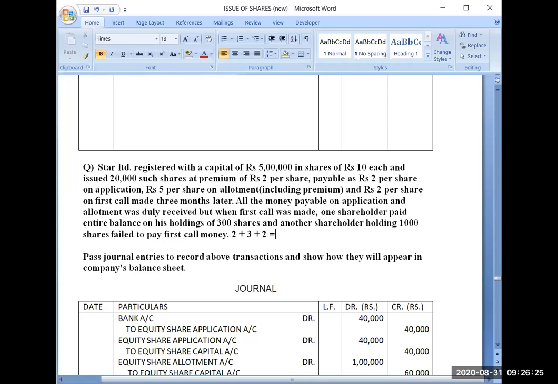So in total, how much capital is due till now? Rupees 7. Remaining part of capital is how much? 10 minus 7 is equal to 3. Few minutes back, if you remember, we calculated this amount also, 12 minus 9 in the same manner. So this amount belongs to second and final call. We can suppose second and final call or third call, fourth call, whatever it may be. But this money is also pending.